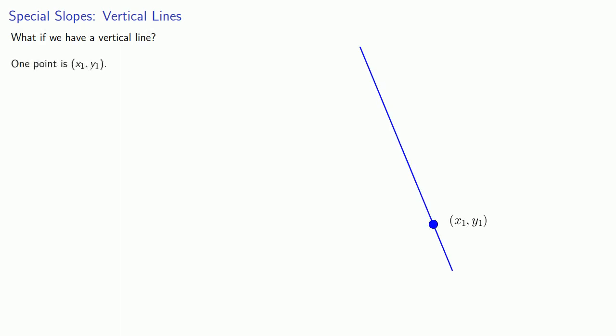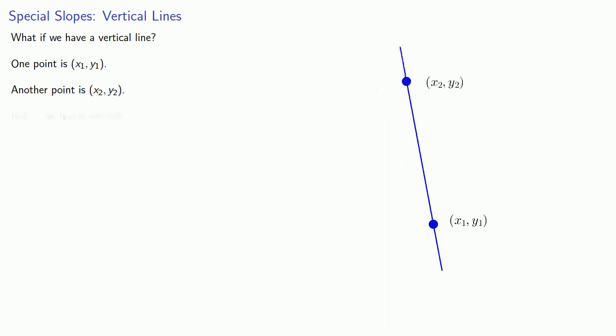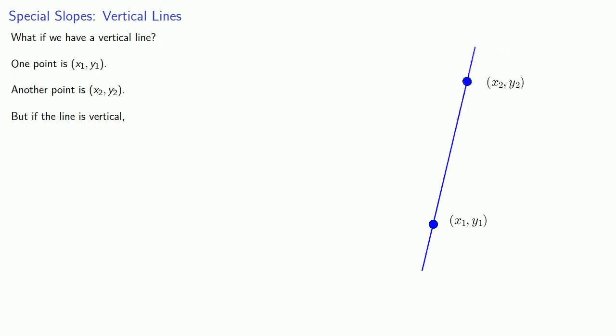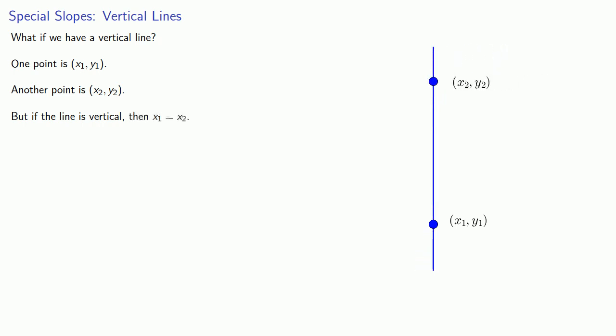What if we have a vertical line? So again, I have one point, x1, y1, and another point, x2, y2. Again, I'm not committing myself, except I have to. If the line is vertical, then x1 has to be equal to x2. And that's because I have to go over some distance, and I can go up different amounts, but I can't go over any further or any less and still get a vertical line.